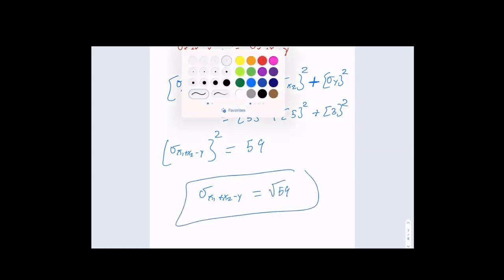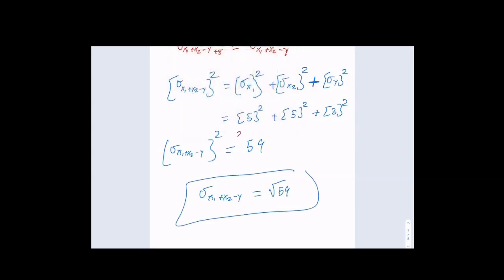The last thing I wanted to note is you could have said that this is 2 times 5 squared plus 3 squared. So you could have said 2 times 5 squared, because 5 squared plus 5 squared. But in reality, I think it's easier just to do 5 squared plus 5 squared and then plus the 3 squared. There you go. That's all I have for you.